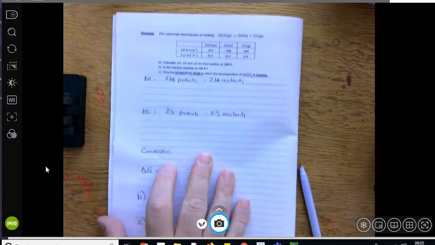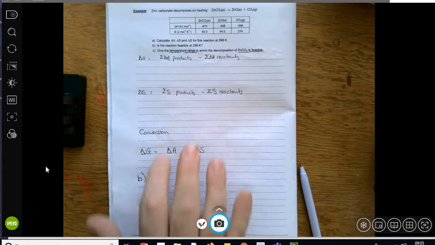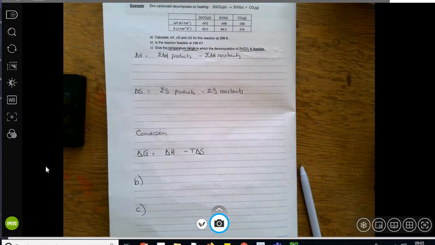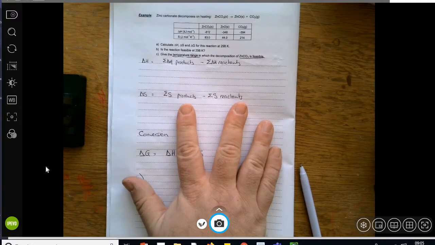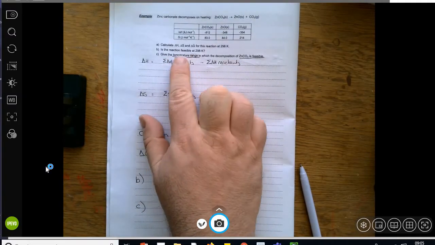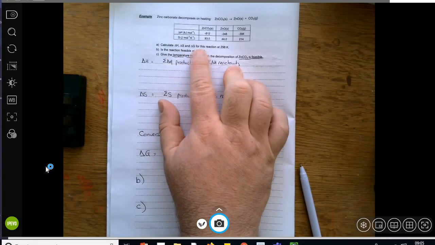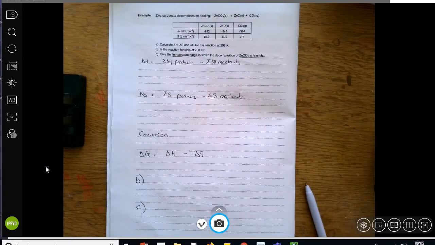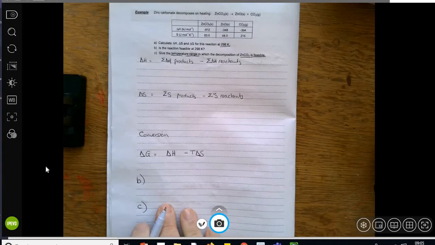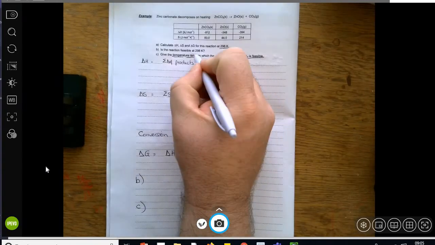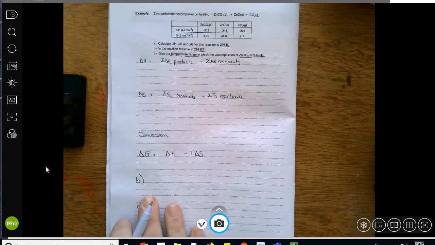Well, on the next page, we then start to put a little bit of this application in place. Okay, so it says here, step 1, calculate the delta H, delta S and delta G for the reaction at 298 degrees Kelvin. Okay, so I'm underlining the details there. And it says, is the reaction feasible at 298 Kelvin?